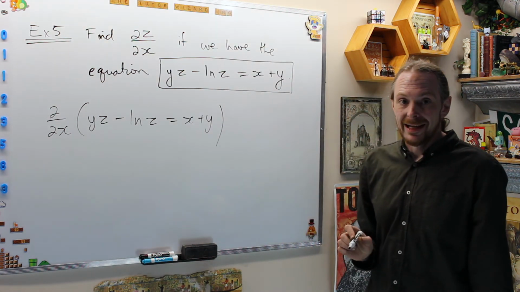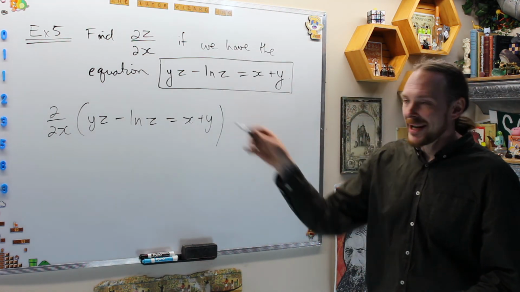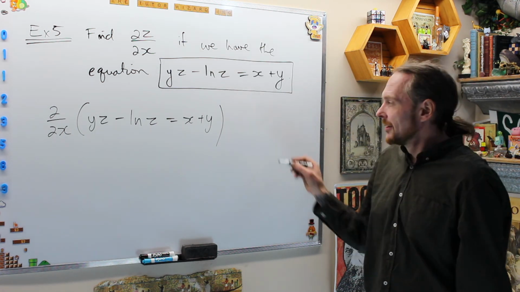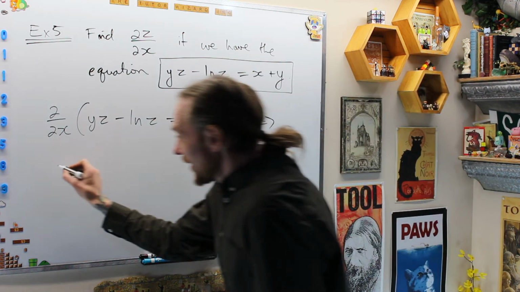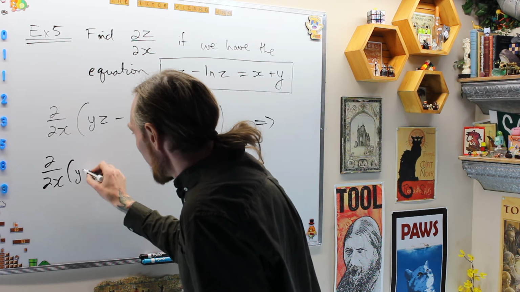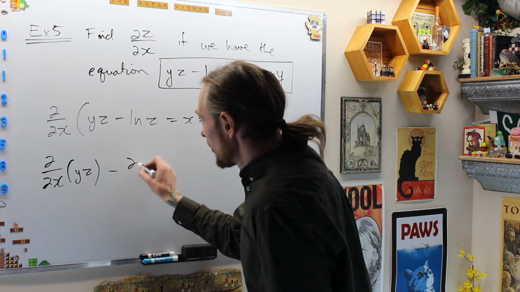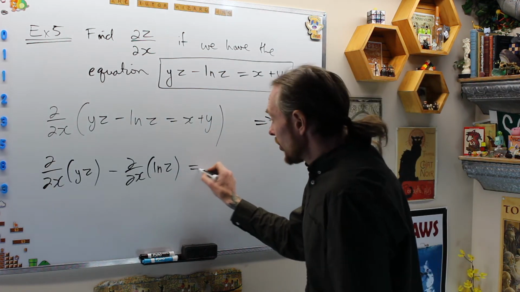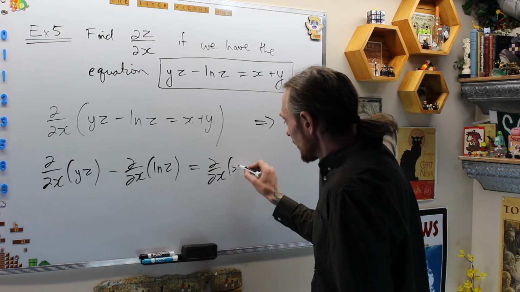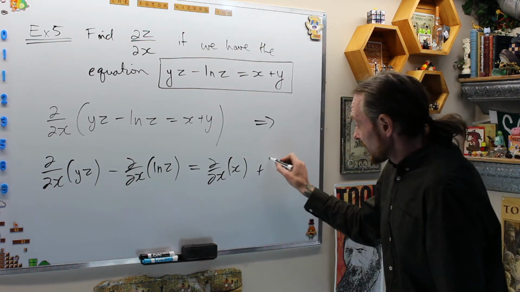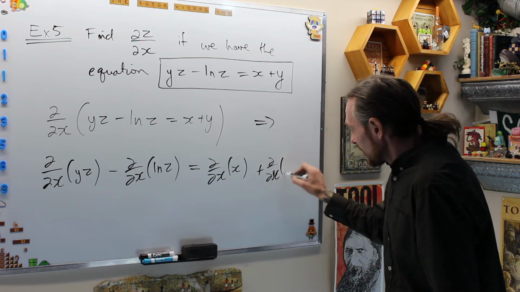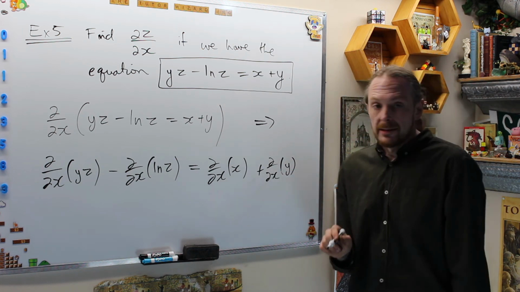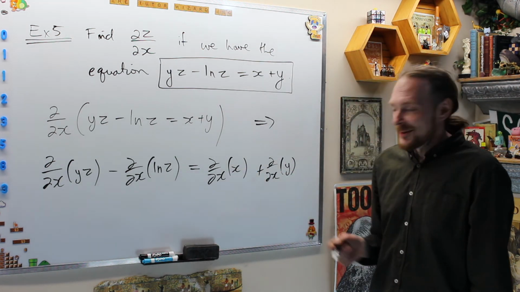The partial derivative with respect to x of the whole equation now is what we're doing. Again, at first when you do that implicit differentiation, use the linearity of the operator partial derivative with respect to x. I can write that as the partial with respect to x of yz minus the partial with respect to x of ln z equals the partial of x with respect to x plus the partial of y with respect to x. Let's try that again. I've got the del operator symbol now.